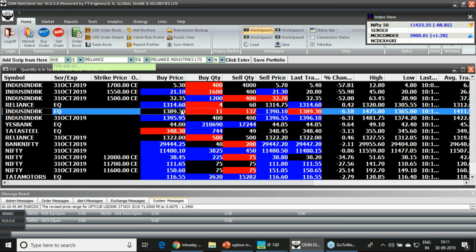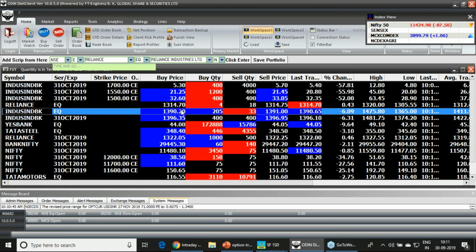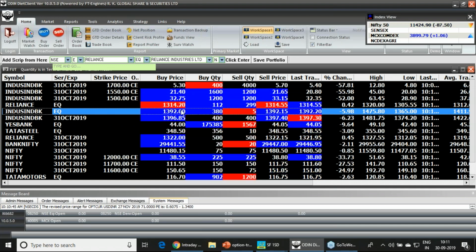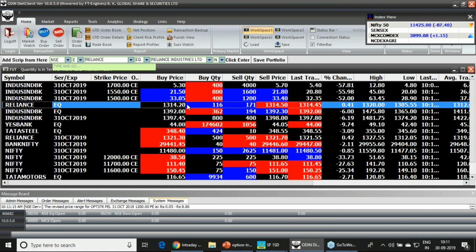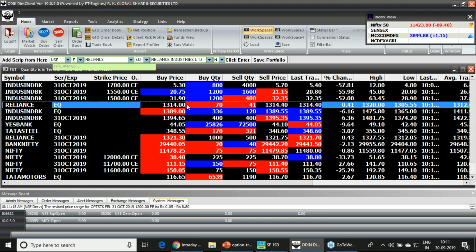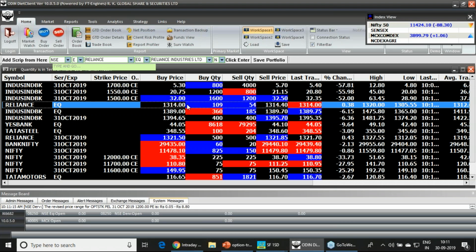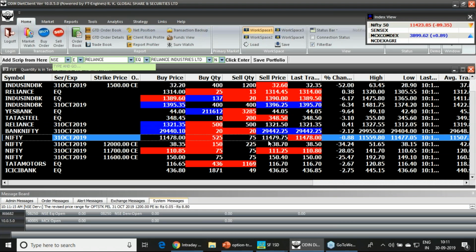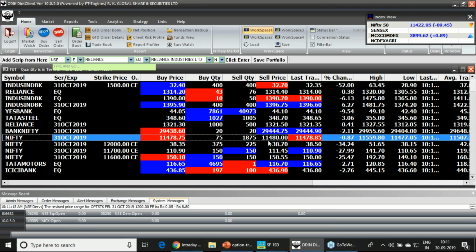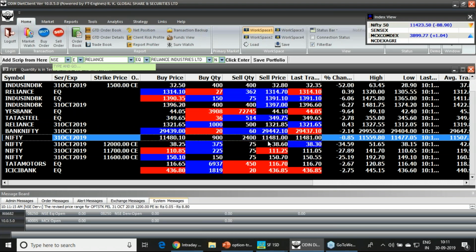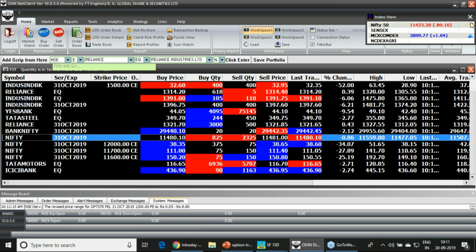IndusInd Bank has given you the downtrend again, 1389 level. You can think of a put option, or put option strategies also. Reliance is in the uptrend. You can think of a call option buy or a strategy also. Nifty is in a downtrend. Once it comes to the 65 level, you can think of buying some put options. So this is how you can trade in options.